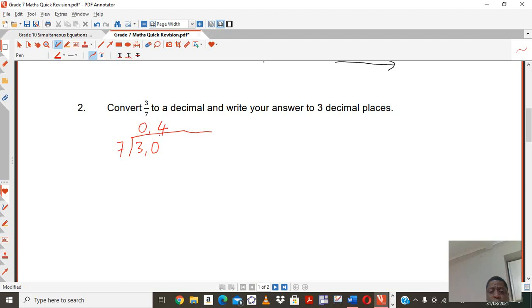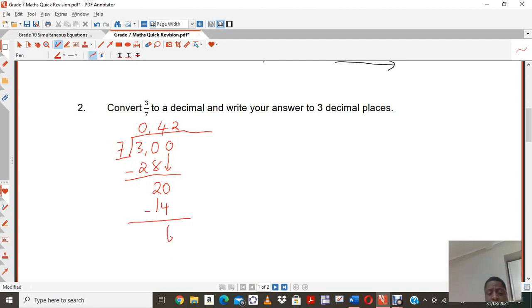Well, that's going to be 4 times, and when you multiply 7 times 4, you get 28. And obviously, when you subtract the 28 from that, you get 2. Okay, so 7 cannot go into 2. So what you then do is you go and borrow a 0. And 7 goes into 20. Well, it goes there 2 times. And 2 times 7 gives you 14. And again, when you subtract, you're going to get 6.